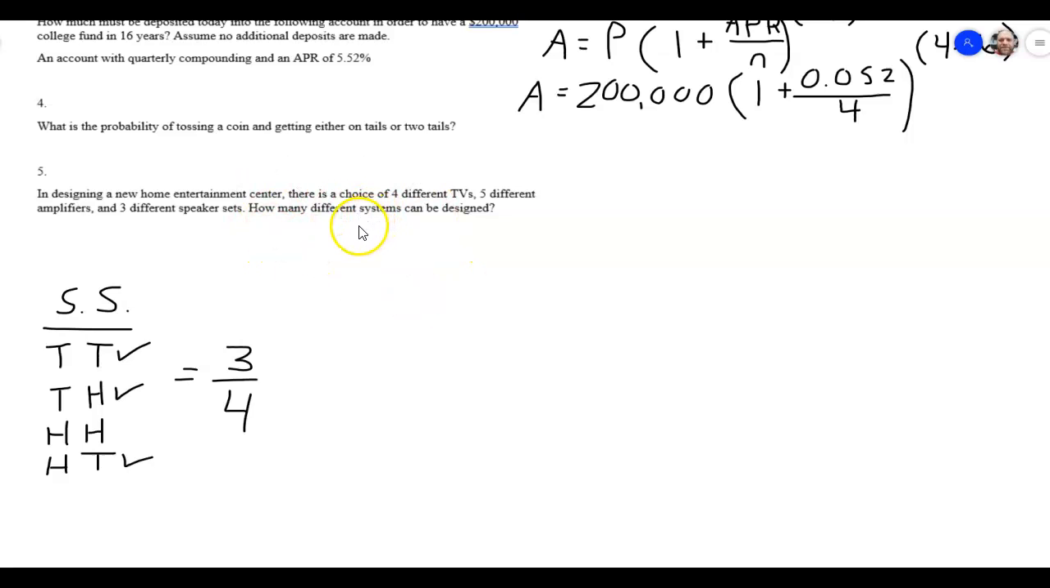Well, this uses the multiplication property for probability, which basically says that if I'm combining different things together, what I can do is I can just multiply those. So there are 4 different ways for TVs. So that means if we're just picking a TV, I have four different possible ways to do that. I have 5 possible ways to pick an amplifier, and I have 3 possible ways to pick a speaker. So to find out the total number of ways I can pick all 3 of those, I just multiply the 3 numbers together, and that's going to give me 60. So in this case, there's 60 ways to pick these 3 different items.